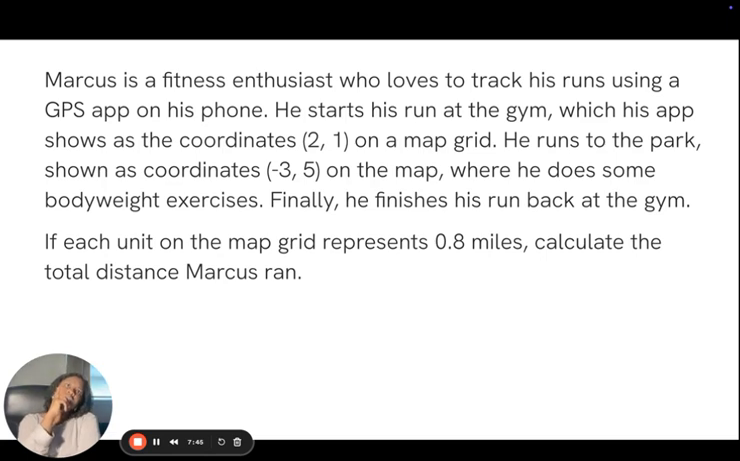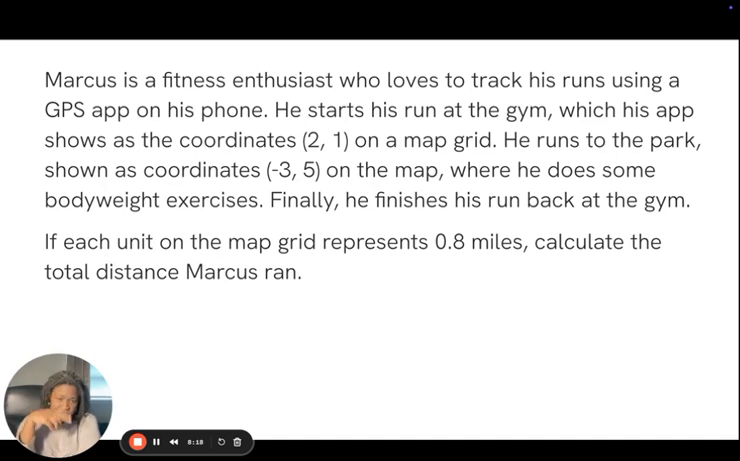Think about how we solve this problem first. Let's UPS it. Understand, plan, solve. So, what is it that we've been given? We've been given 2 points. Point A, 2 and 1. Point B, -3 and 5. And we've been given a unit of conversion, 0.8 miles. So, as I said, we're looking for the distance between the two.